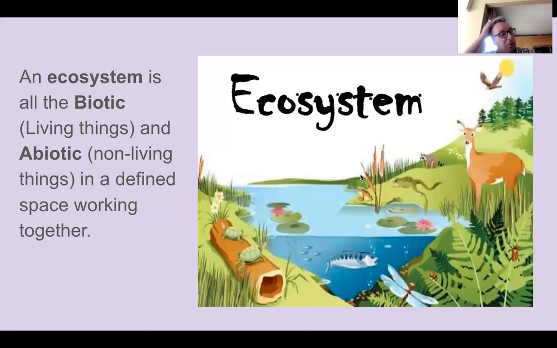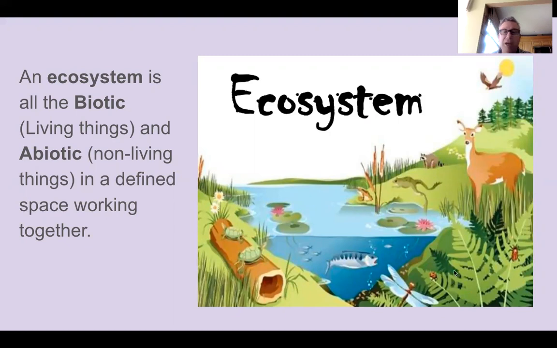All right, so ecosystem. I changed it up a little bit because I didn't like the word ecosystem in the definition of the word ecosystem. So it's all the biotic and abiotic things, the living things and non-living things, in a defined space working together. It could be as small a defined space as this pond. It could be bigger, such as a desert, and it could even be as big as the Earth.